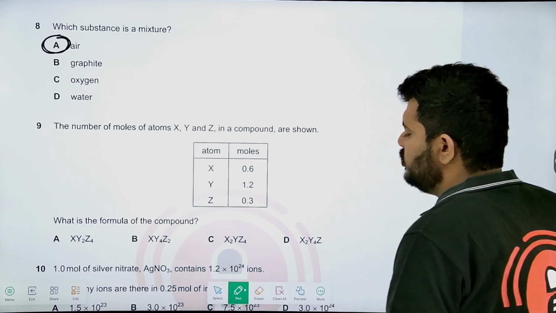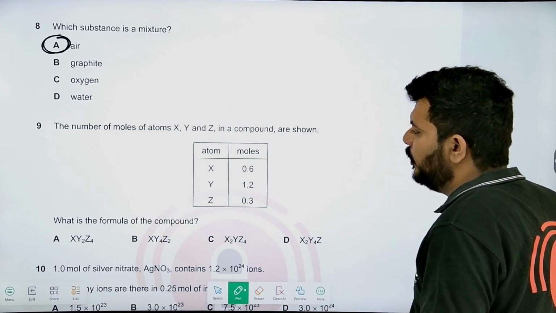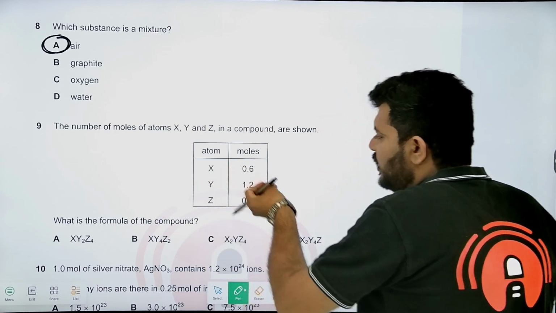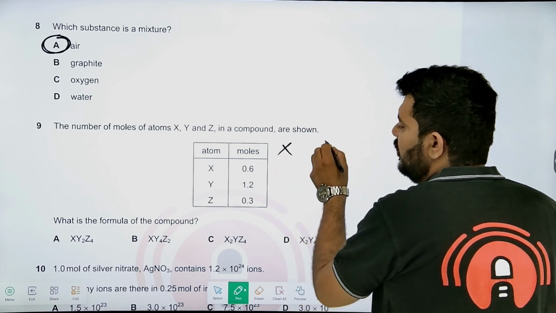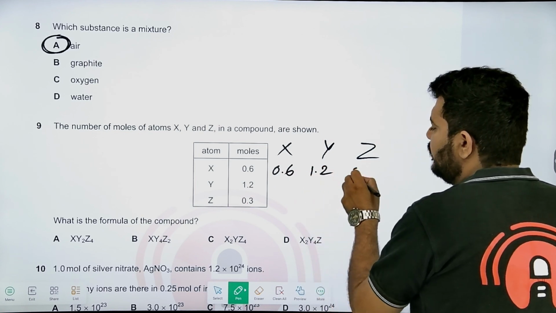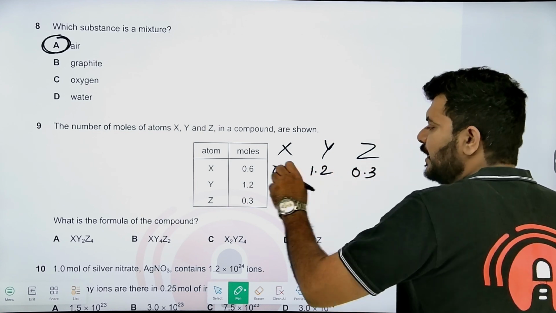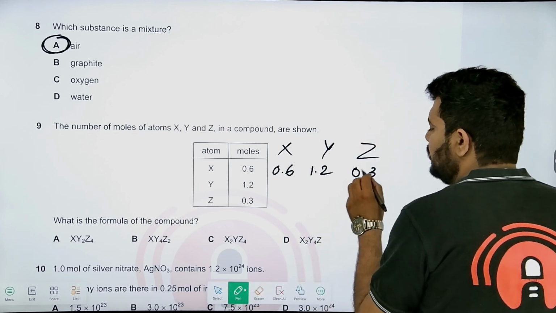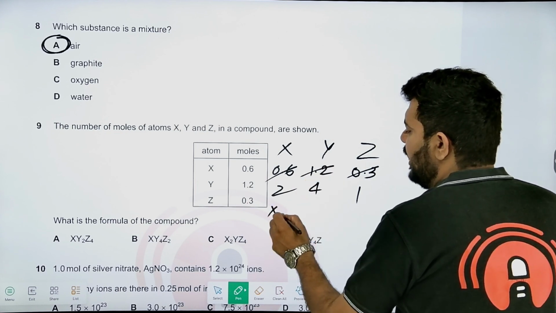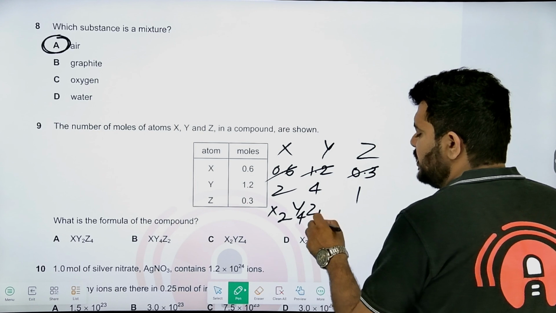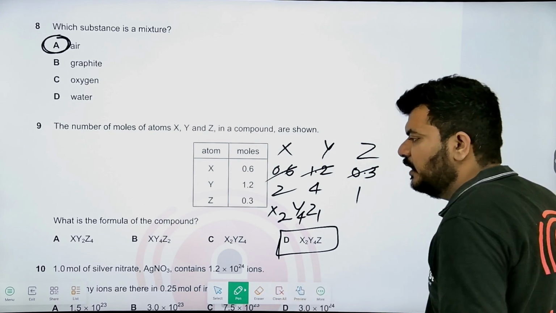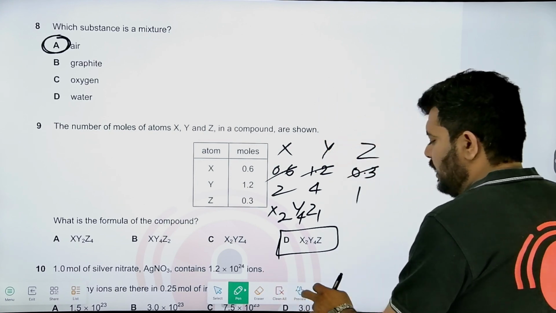The number of moles of X, Y and Z in a compound are shown. What is the formula of the compound? See, what are they doing? They are shortening the method and asking us to find the molecular formula from their ratio. So what I will do, I will simply write them like this and divide all of them by their HCF. Here the HCF seems to be 0.3. So 1 times, 2 times and 4 times. So it should be X2, Y4, Z1. Let's see which formula, if any. Yes, D agrees with us, right? So D is your answer.